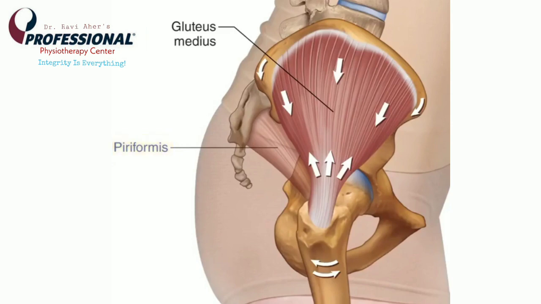The gluteus medius attaches proximally along the upper aspect of the external ilium, beginning just inferior to the iliac crest. From there, the gluteus medius runs distally, attaching onto the lateral surface of the greater trochanter of the femur.